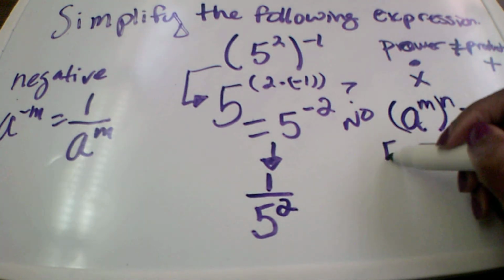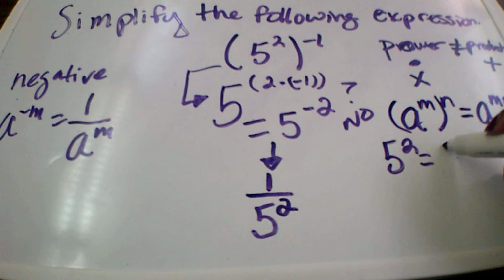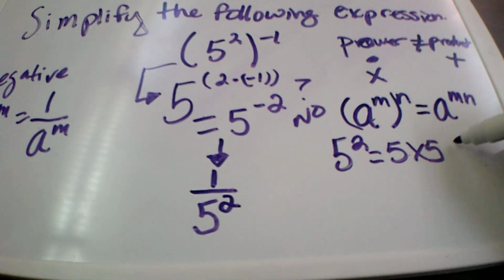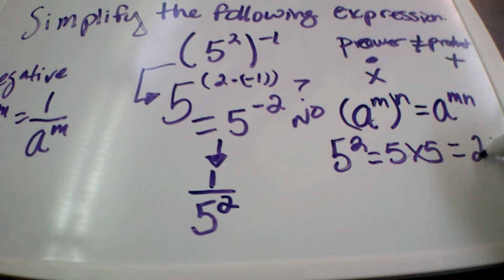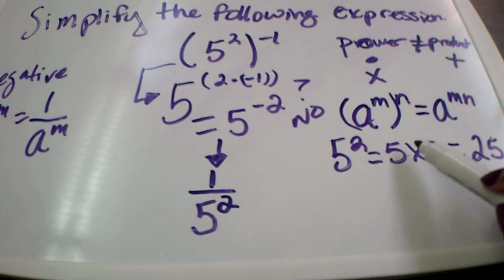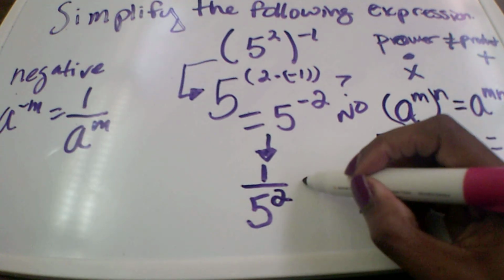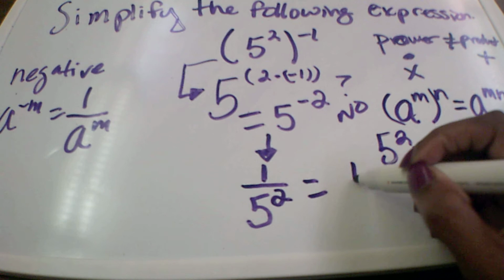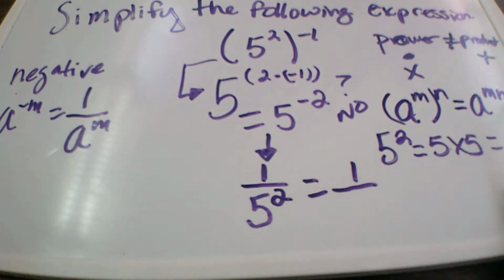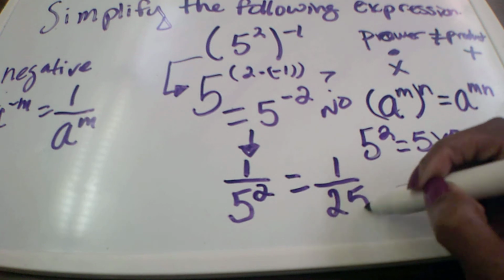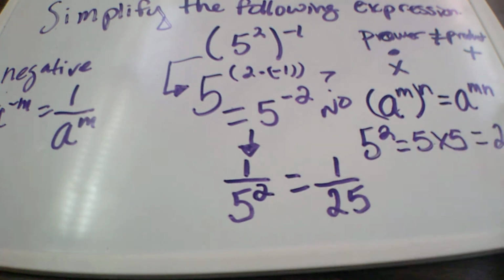Well, 5 squared means 5 times 5. 5 times 5 equals what? 25. So 5 squared equals 5 times 5, which equals 25. So let's go ahead and simplify this. We know that 5 squared equals 25. So we just write 1 over 25, which was an answer choice given on the quiz.